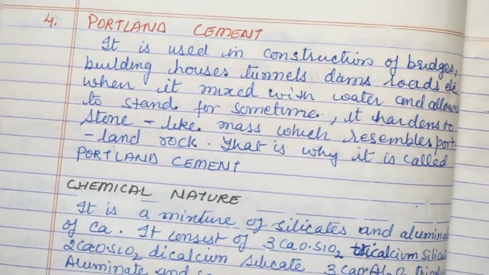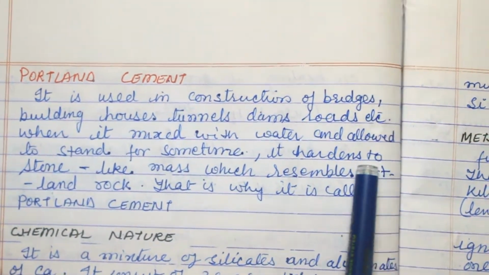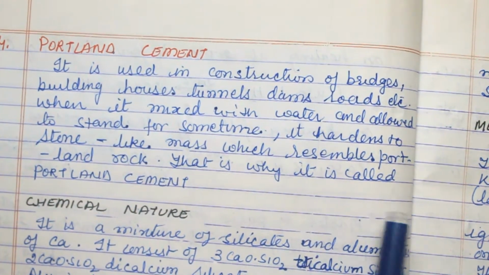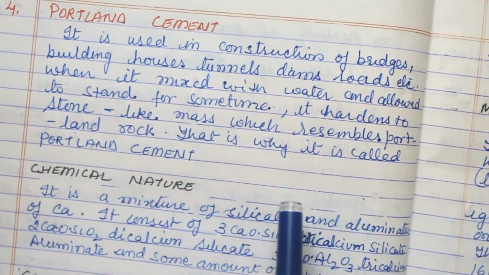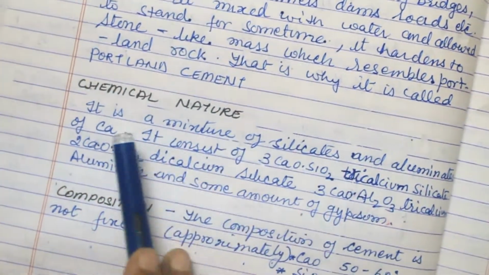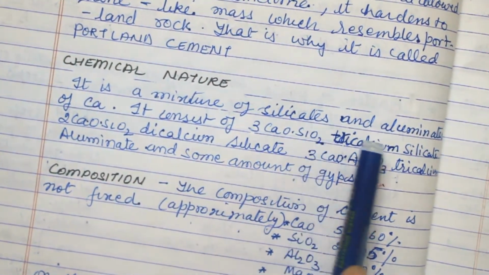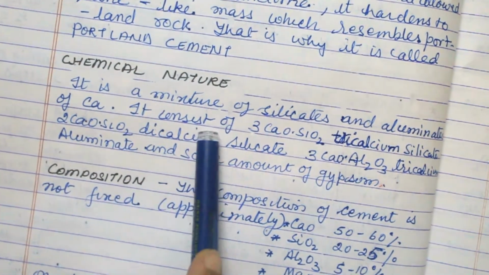Now next is Portland cement. It is used in the construction of bridges, houses, tunnels, dams and roads. When it is mixed with water and allowed to stand for some time, it hardens to a stone-like mass which resembles Portland rock. That is why it is known as Portland cement. Chemical nature: it is a mixture of silicate and aluminate of calcium.